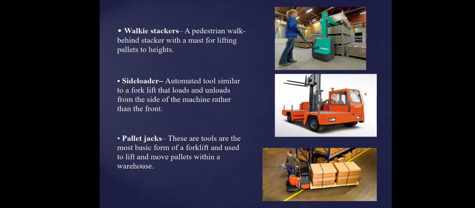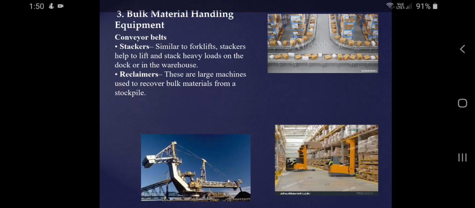Walkie-talkies. These are machines which a human, like a pedestrian, holds and uses for the purpose of lifting according to the racks. Side loaders. These are automated loaders and unloaders, but they load towards the side of the driver. Pallet jacks. These are the most basic form of tool, where a person operates it and the goods can be moved from one place to another.